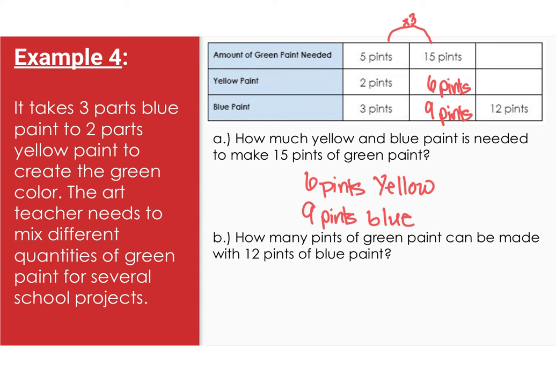How many pints of green paint can be made with 12 pints of blue paint? So I can go back to my original 5 to 2 to 3 ratio and say, well, how do I get from 3 to 12? I multiply by 4. So that means I can multiply all my values by 4 to fill in my table. So I can see at the top, 20 pints of green paint can be made with 12 pints of blue paint.